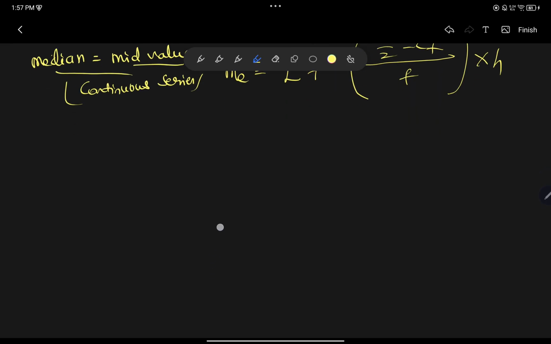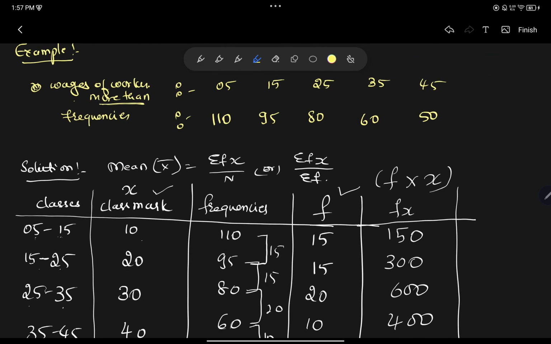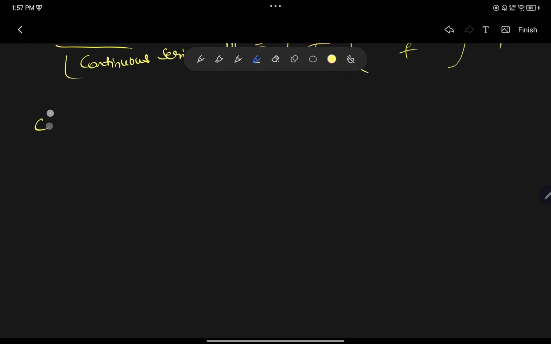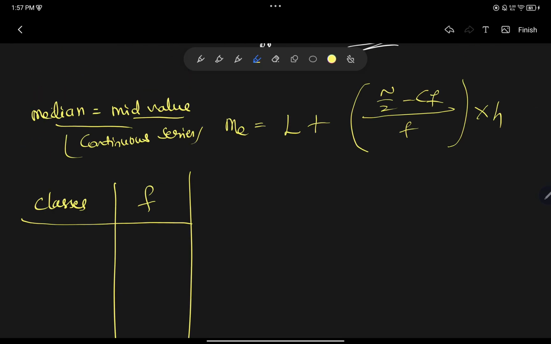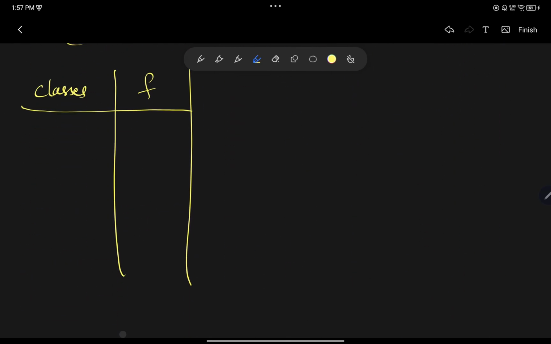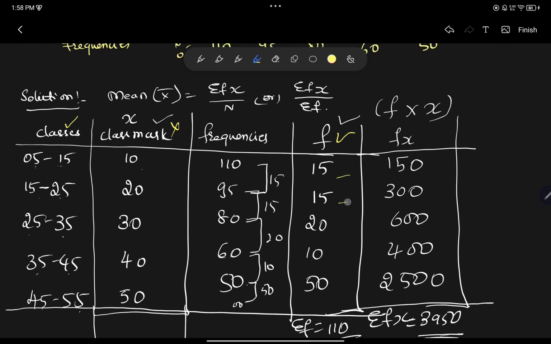So now for median, how we need to take the question? Let's take this question. Again, we need to put this into classes and we can use the same frequency. Here already we have calculated x and f. No, we don't need x. We can take the classes column and frequency column. We don't need to calculate this again and again. Classes are 5 to 15, 15 to 25, 25 to 35, 35 to 45, 45 to 55. Also, we have already calculated the frequency here: 15, 15, 20, 10, 50.